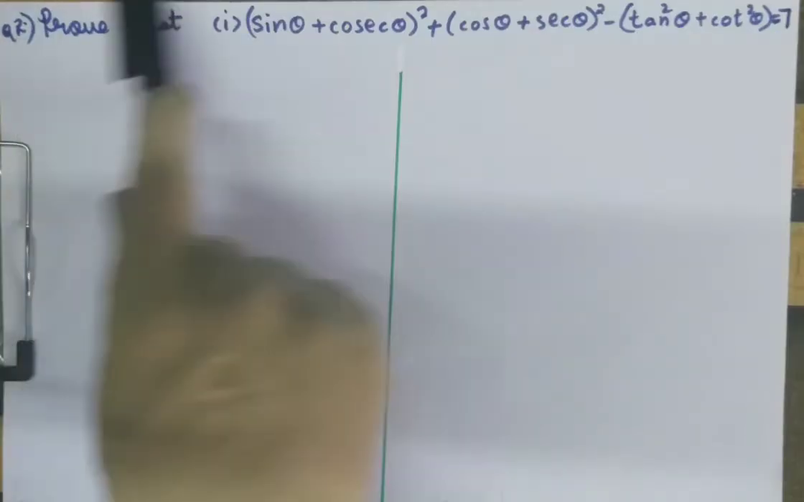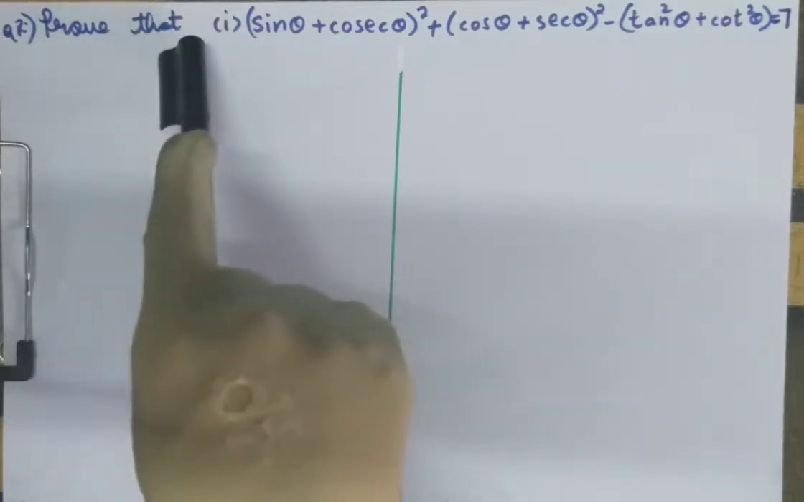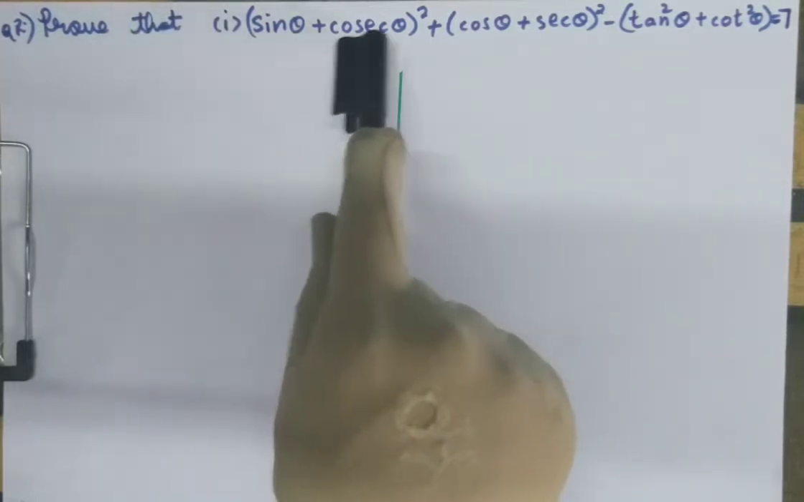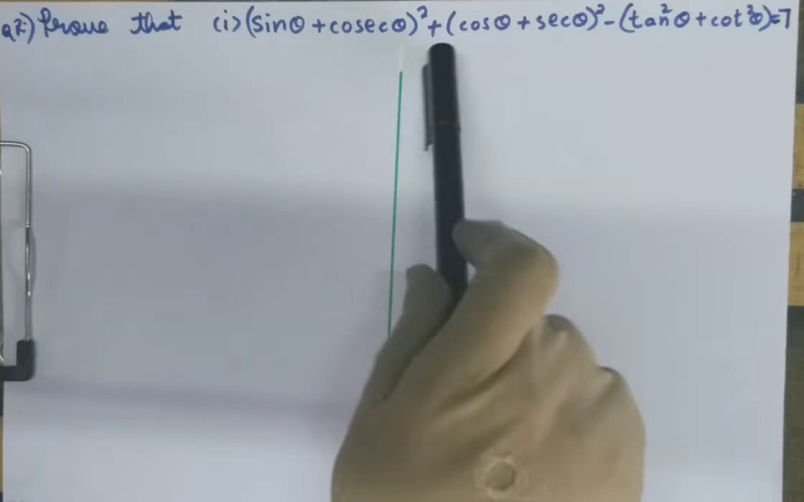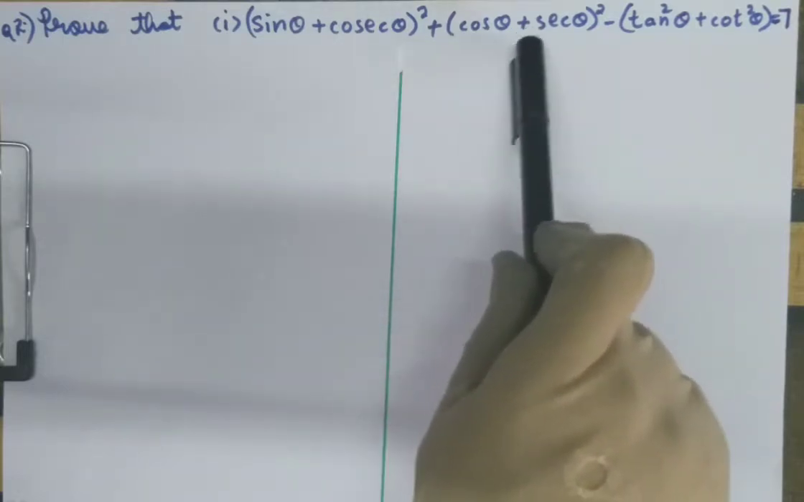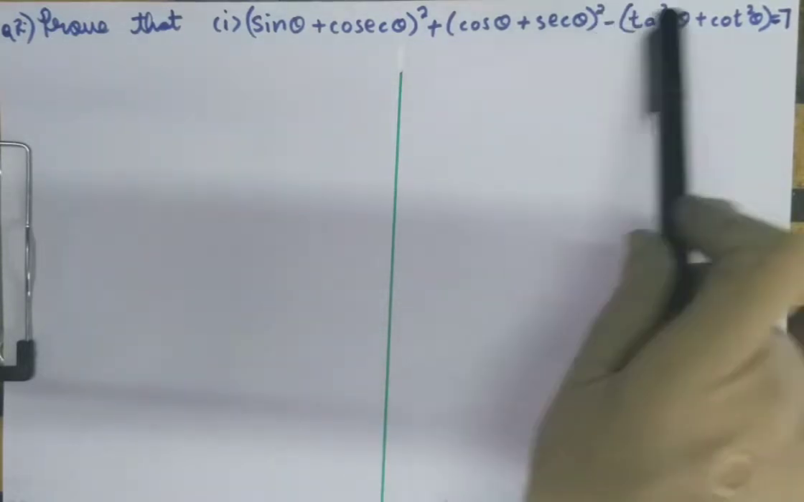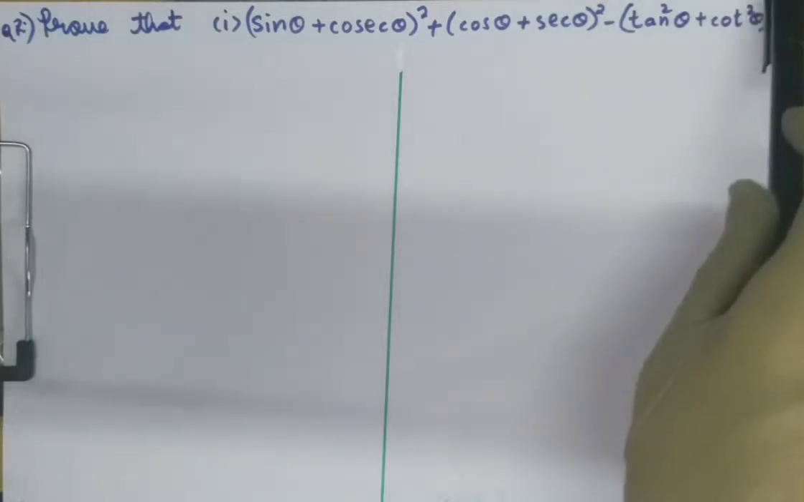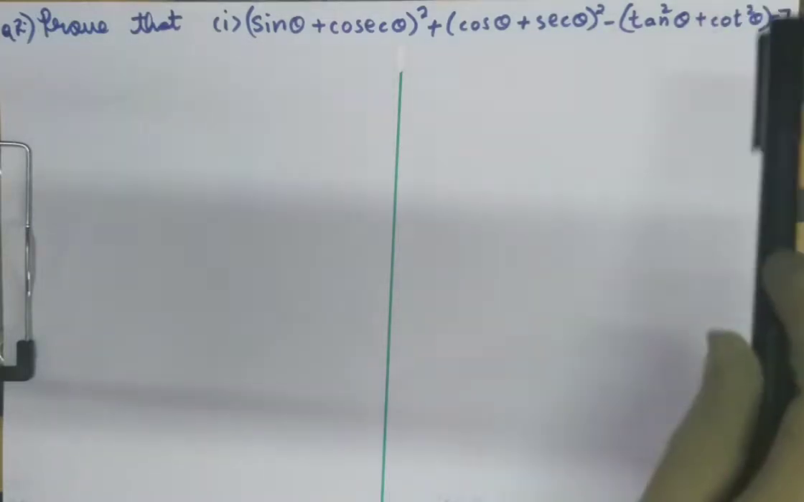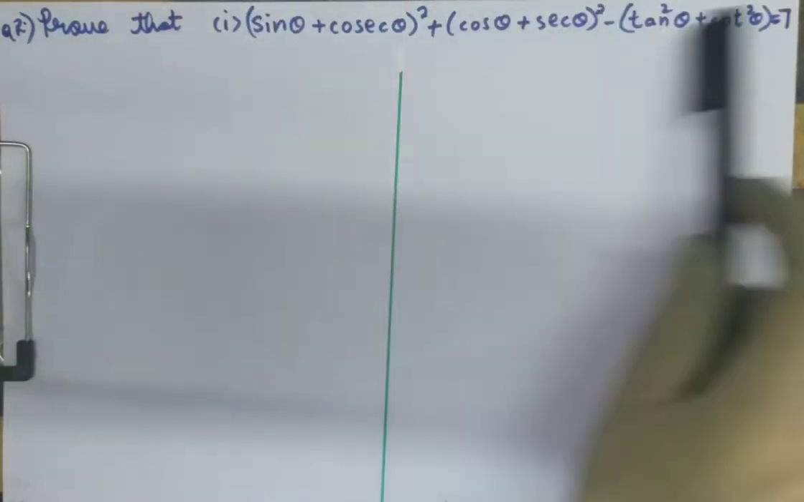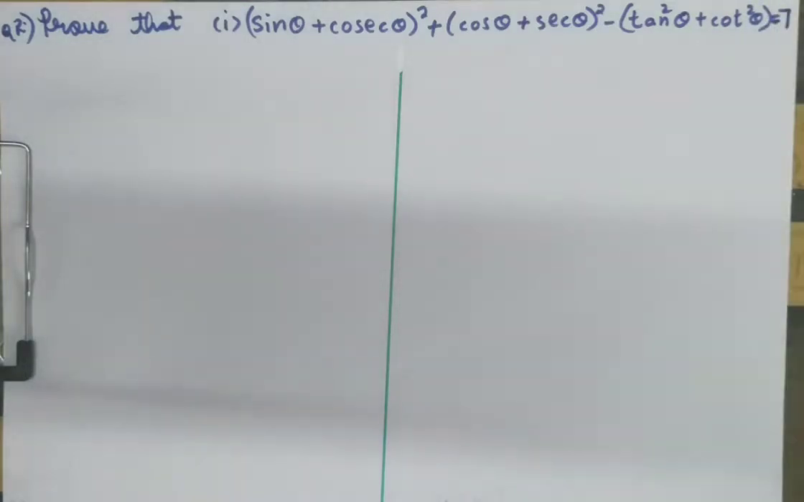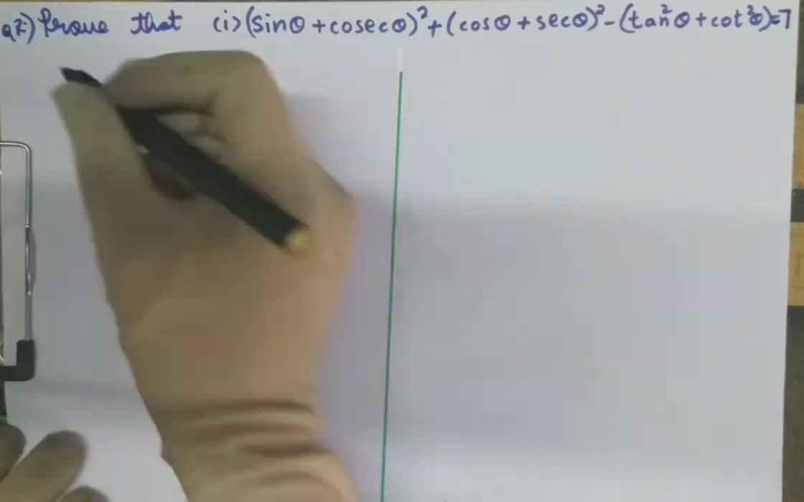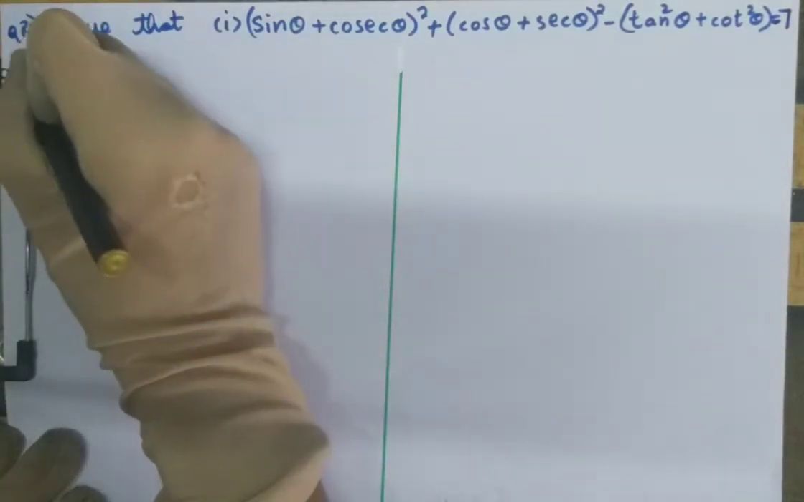This is from the second question. First bit is prove that (sin theta + cosec theta)^2 + (cos theta + sec theta)^2 - tan^2 theta + cot^2 theta is equal to 7. So we have to make the final answer equal to RHS, that is 7. First we have to take LHS over here in this question.